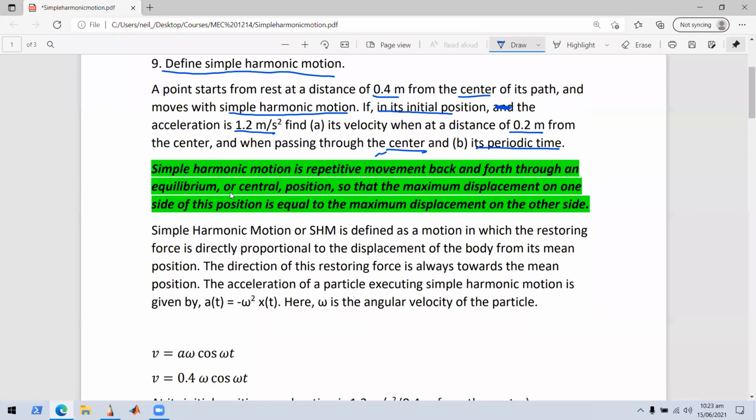Also, simple harmonic motion can be defined as motion in which the restoring force is directly proportional to the displacement of the body from its mean position. So what that's saying is that as we move away from the center, the restoring force, the force bringing it back, is proportional to that distance. Because as we go further away, the force pulling it back is going to increase, until it's completely going backwards.